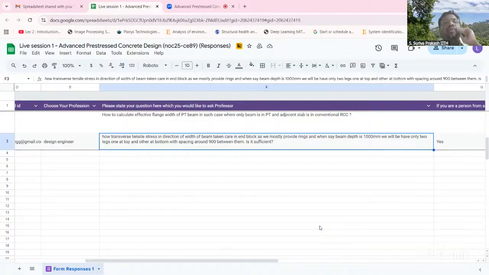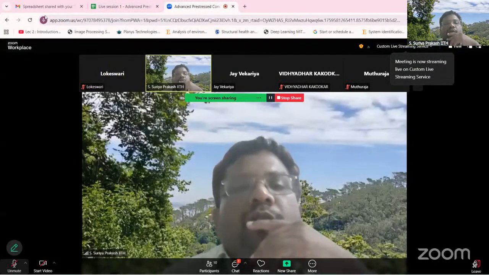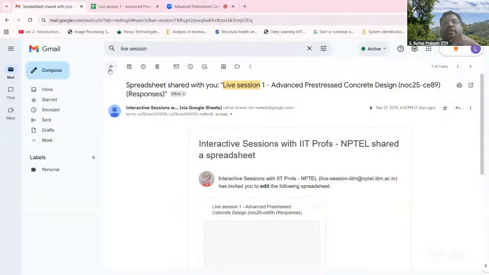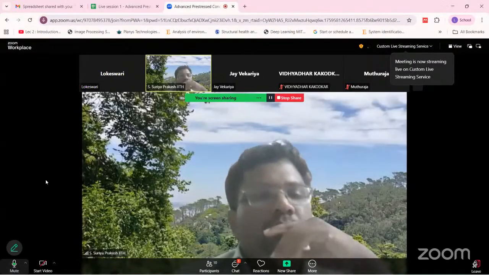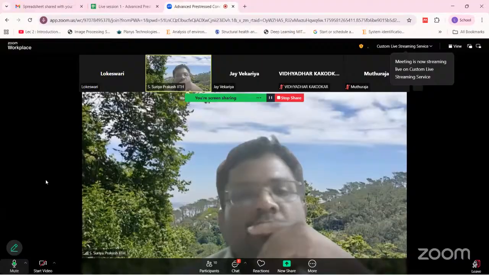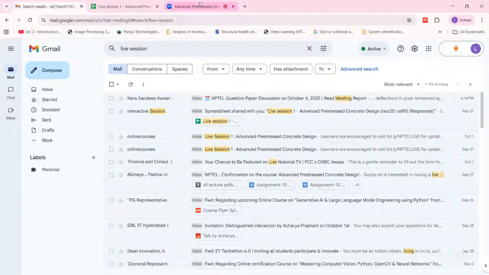Can you open that end block design slides that we had, Lokeshwari, if you don't mind? Well, we have to provide both horizontal and vertical reinforcement, right? I think we have gone through one example also, right? One second, sir, I'll open the model.